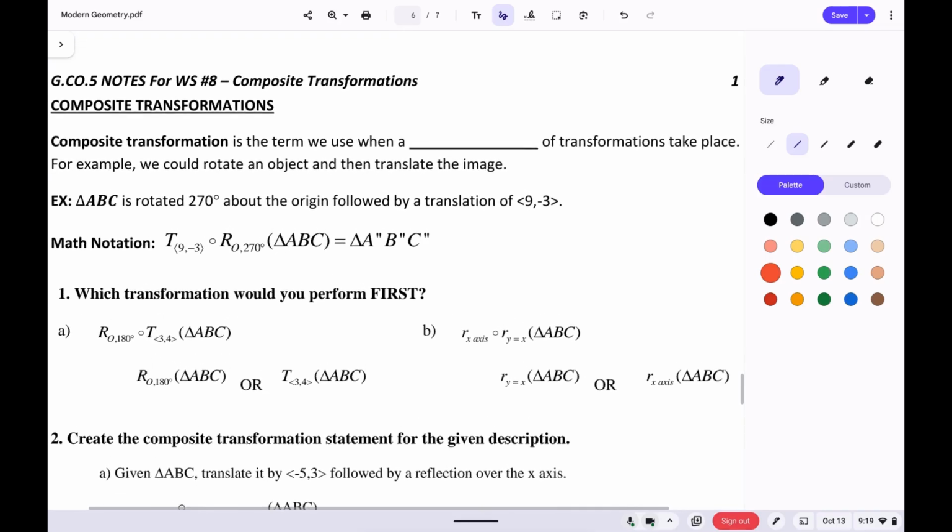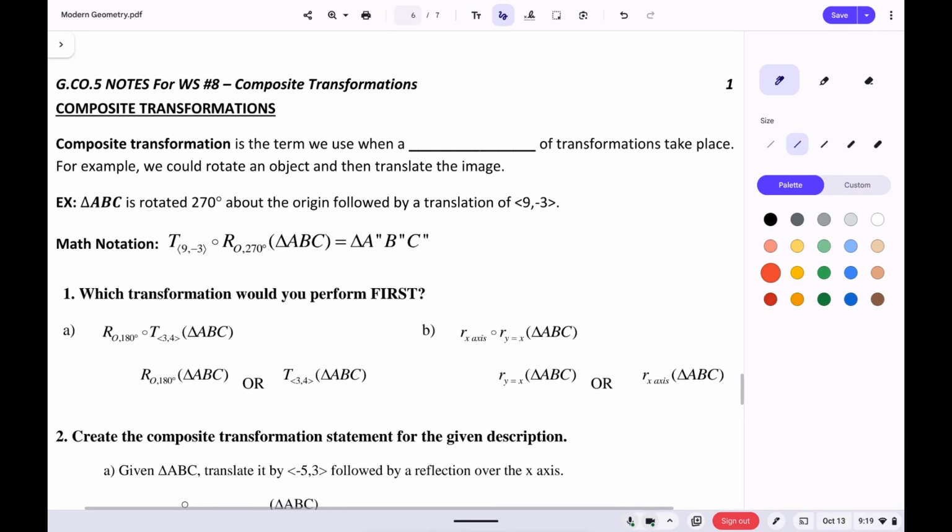Composite is a word that means combination. We're taking two or more of these things and trying to put them together and perform them both on the same shape or the same line segment. It's the term we use when a sequence of transformations takes place. For example, we could rotate an object and then we could do a translation of that image.